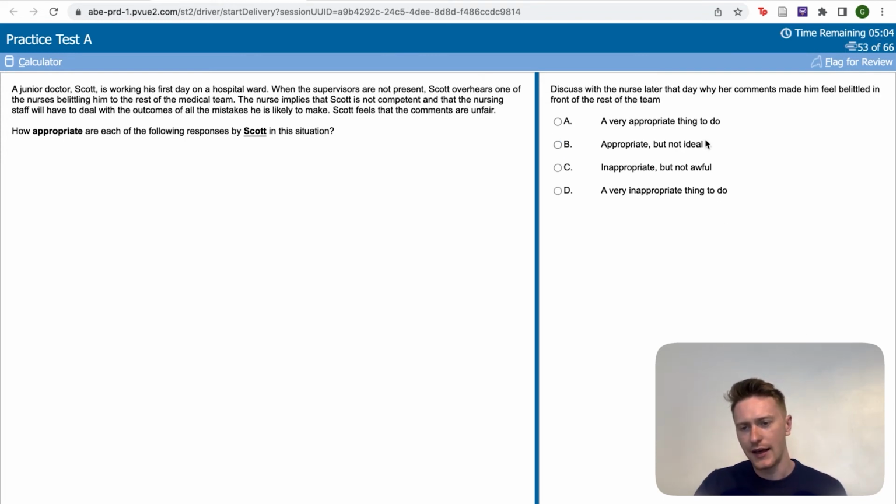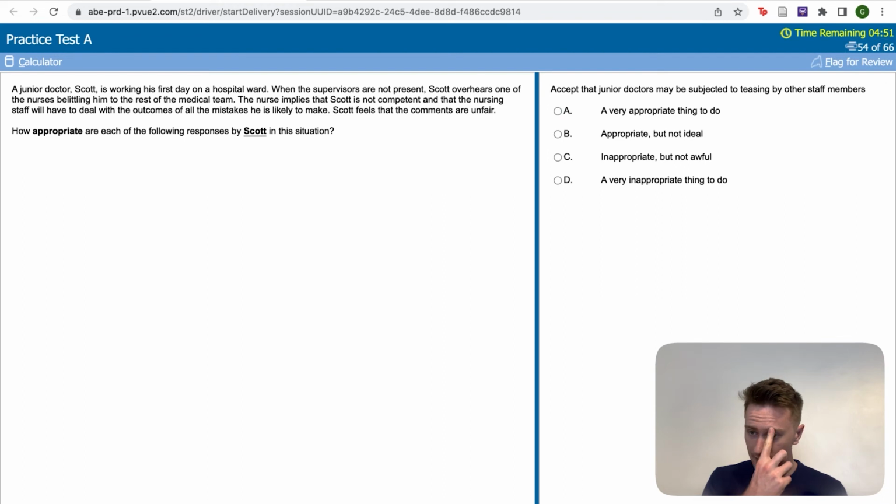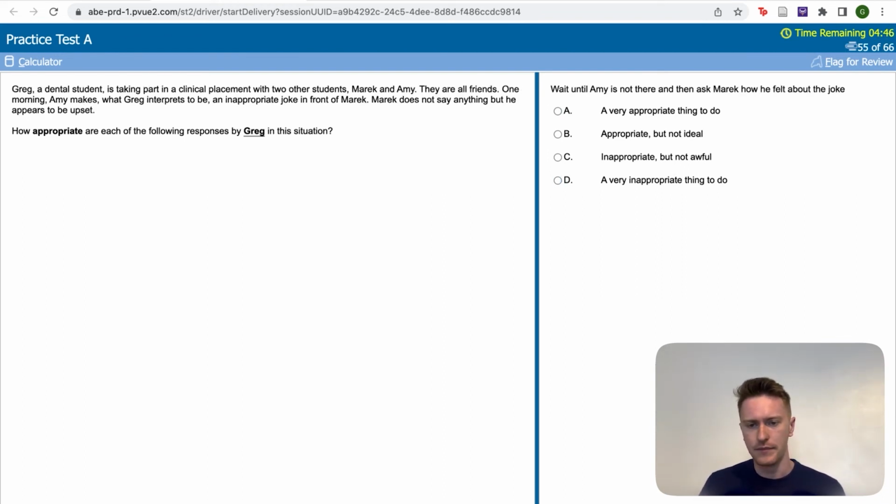Discuss with the nurse later that day why her comments made him feel belittled. I don't like the fact that it's later that day, but nonetheless, I think that's very appropriate. You're asking the nurse to give feedback, basically, and just explain their behaviour. Accept that junior doctors may be subjected... No, they shouldn't be. Okay.